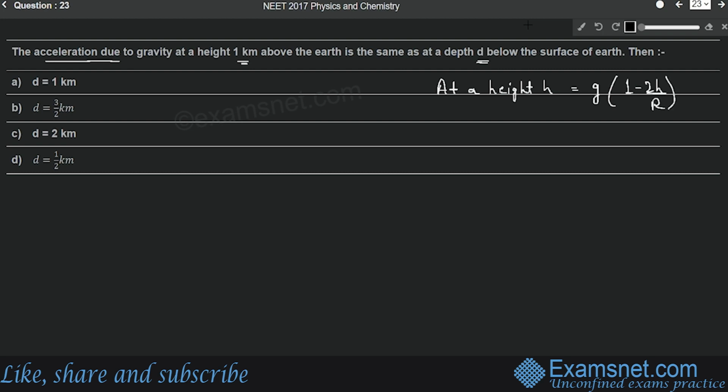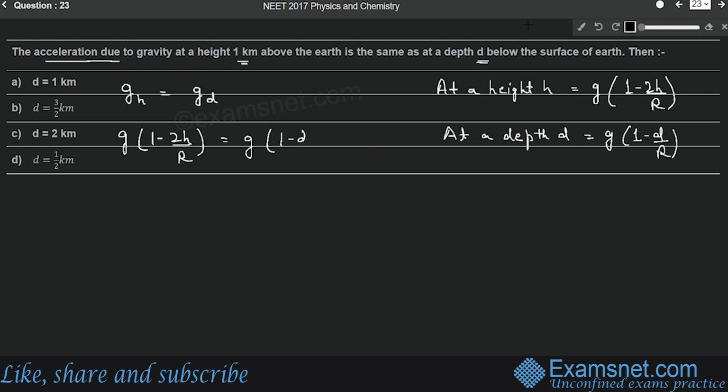Okay. And what will be the value of g at some depth d? At the depth d, it will be equal to g into (1 minus d by R). Again, R is the radius of the earth and d is the depth. So here it is given that the acceleration due to gravity at the height h, that is g_h, is equal to the acceleration due to gravity at the depth d. Okay, that means g into (1 minus 2h upon R) is equal to g into (1 minus d upon R).